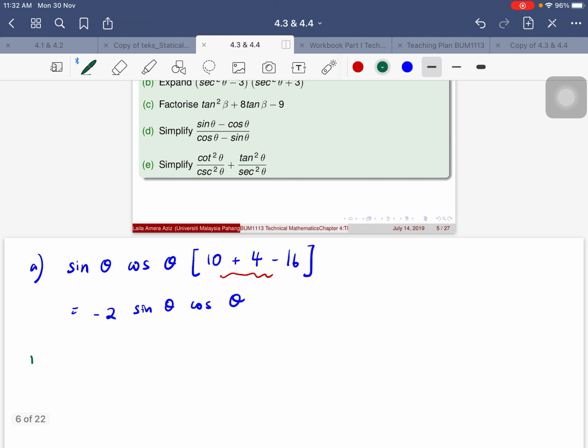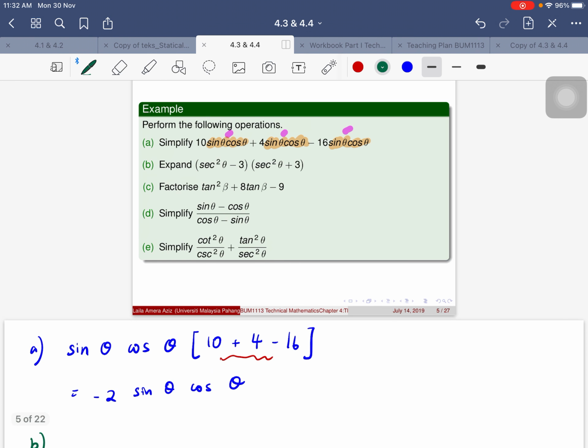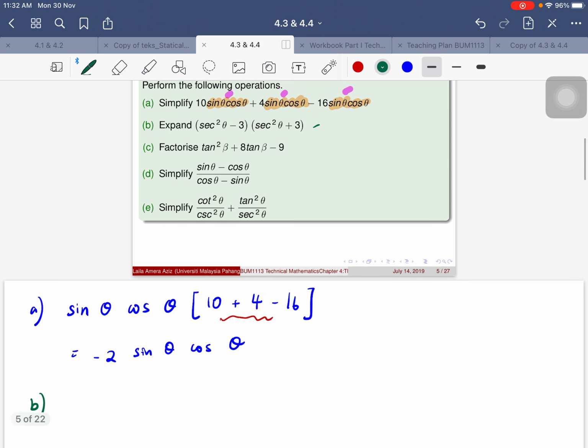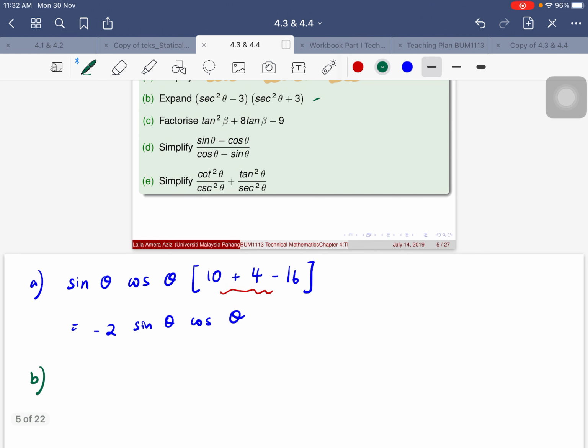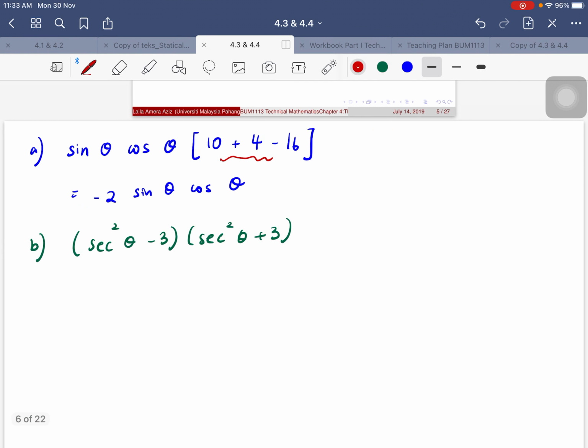Okay, now let's have a look at B. For B, the question says expand. The idea of expanding is the same as how you expand polynomials. Here I have secant squared theta minus 3, multiplied by secant squared theta plus 3. The idea is pretty much similar. I'm going to have to multiply each of the terms. So this is how it goes.